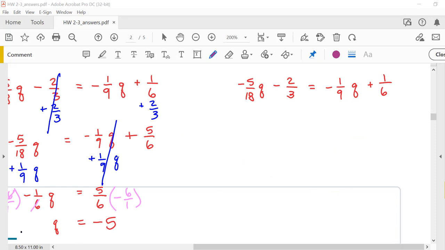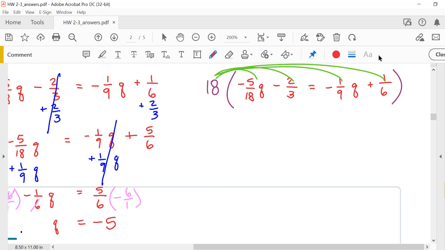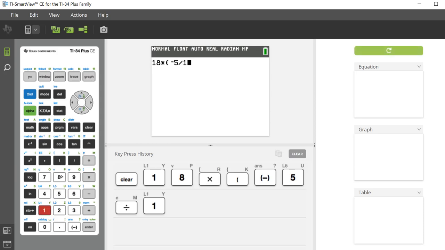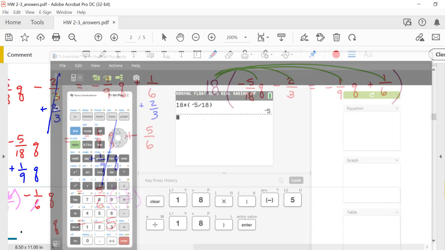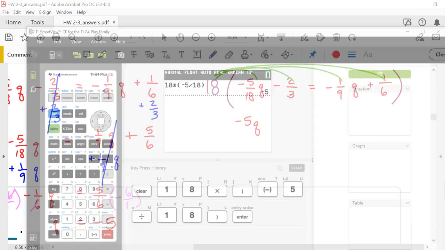All right, working this problem another way, the new way, to clear the denominator I need to multiply the entire equation by the least common denominator. So the number that 18, 3, 9, and 6 will go into is 18. I'm going to take that 18 and distribute it to every term. What do I get? 18 times negative 5/18 is negative 5, so negative 5q. 18 times negative 2/3.